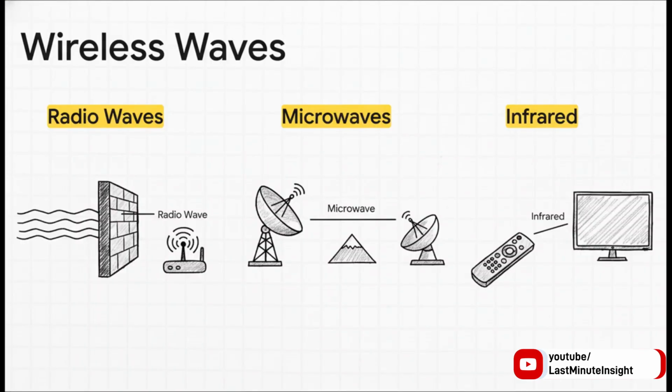Radio waves, since they go through walls, are perfect for your home Wi-Fi and for your cell phone connecting to a nearby tower. Microwaves are used for those point-to-point links, like bouncing a signal off a satellite in space. And then there's infrared. That's the really short-range, line-of-sight wave that your TV remote uses.